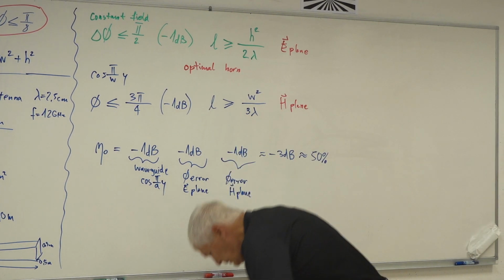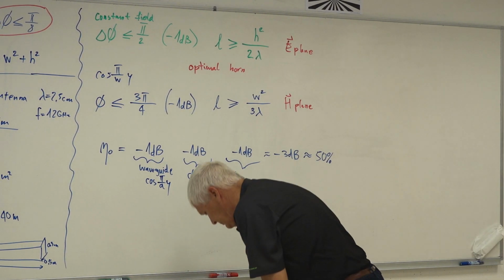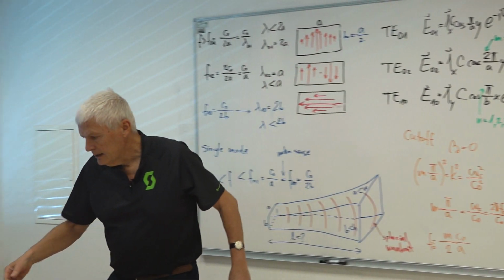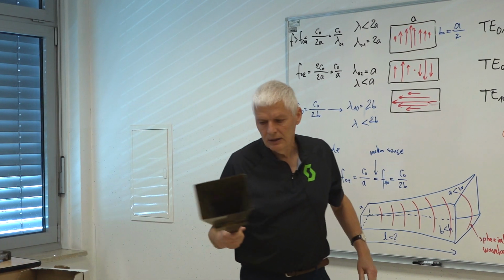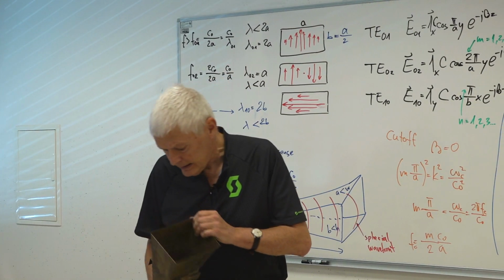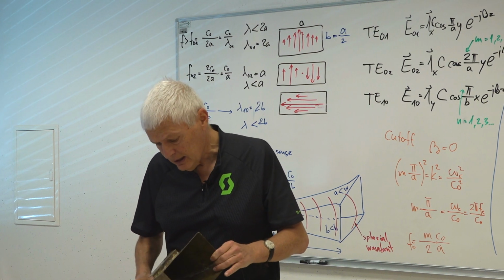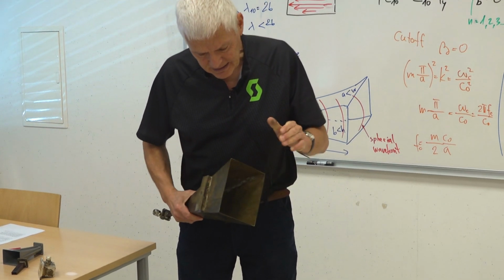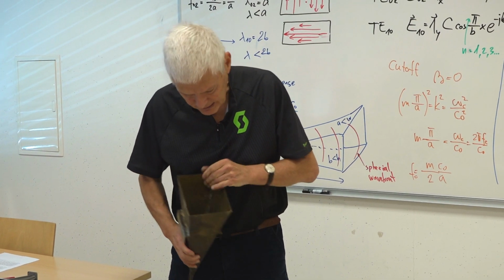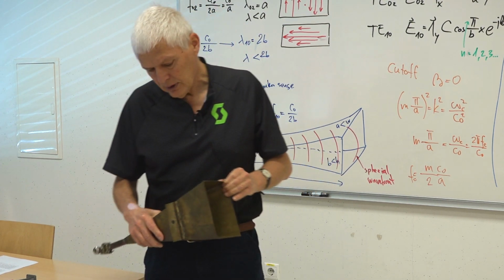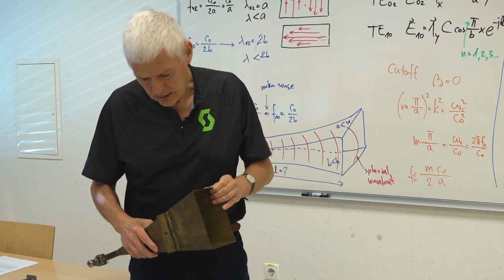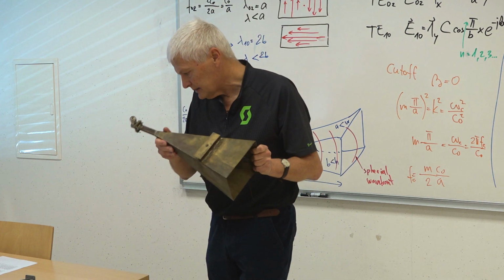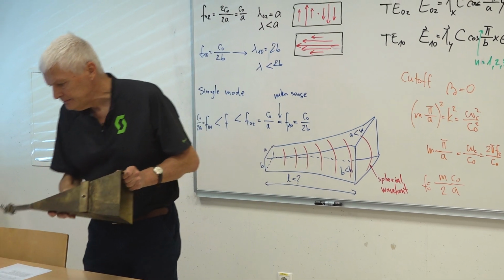And this horn here is almost exactly such a horn. An optimum horn that has some finite phase error, but brass is expensive, so we tried to get the maximum number of decibels out of this brass, and this horn comes up to about 22 dB of gain, of directivity, at the center frequency of 15 gigahertz.